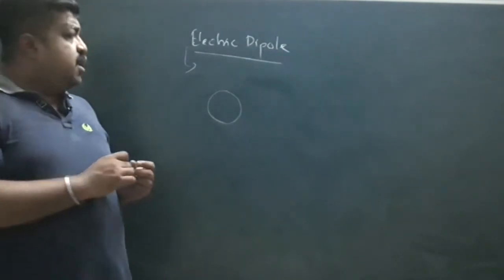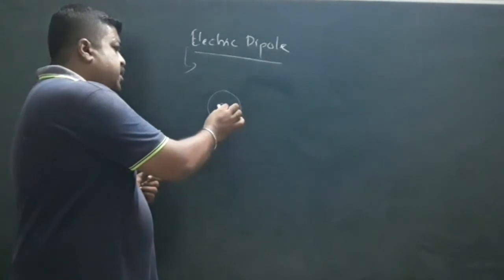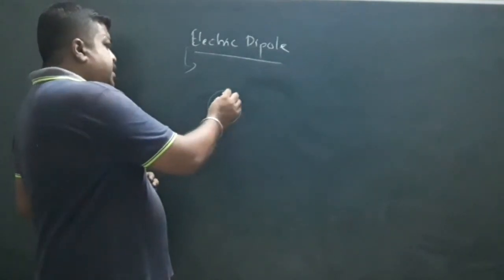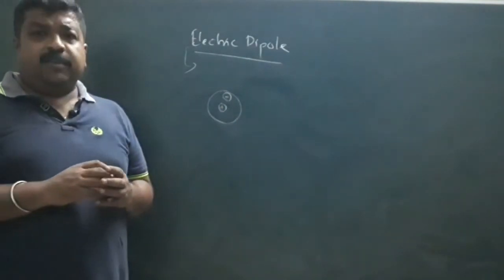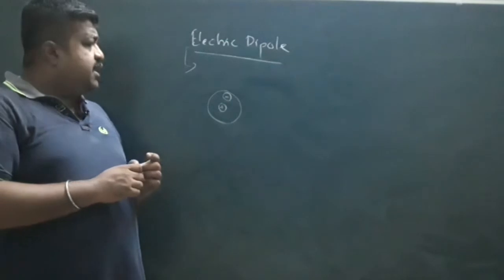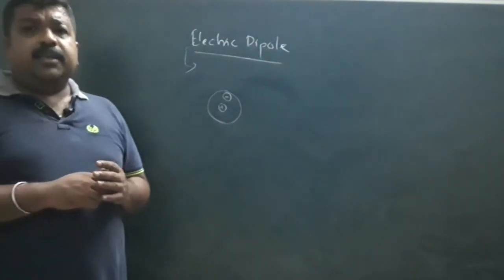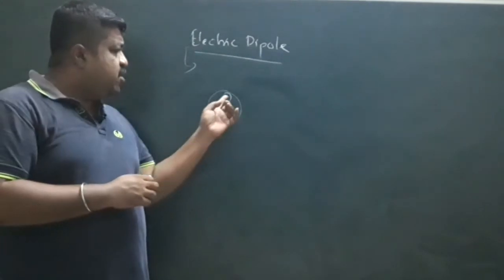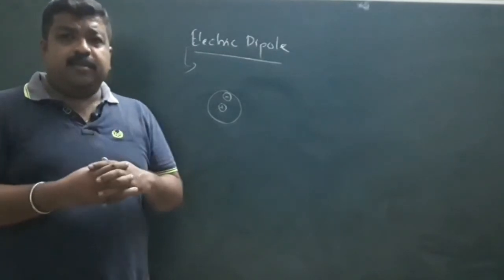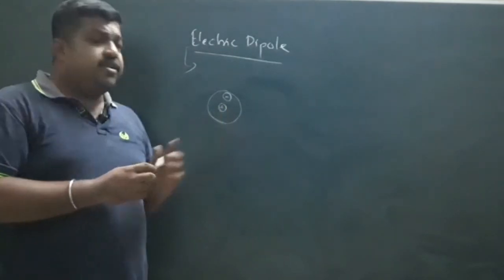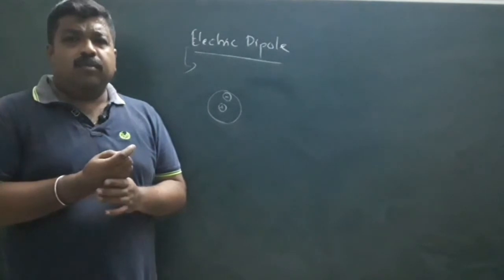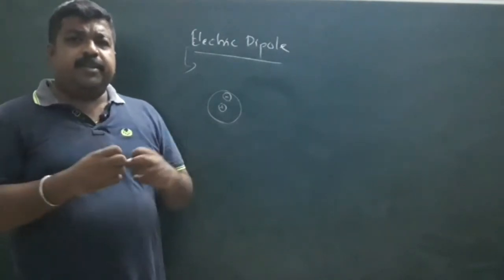Actually, in a normal molecule you have a cloud of positive charge and a cloud of negative charge. Now it so happens that in certain molecules like methane, the centers of positive charge and negative charge overlap, so there is no separation between the two charges. Whereas in other molecules like the water molecule, the center of positive charge and the center of negative charge are separated by a small distance.